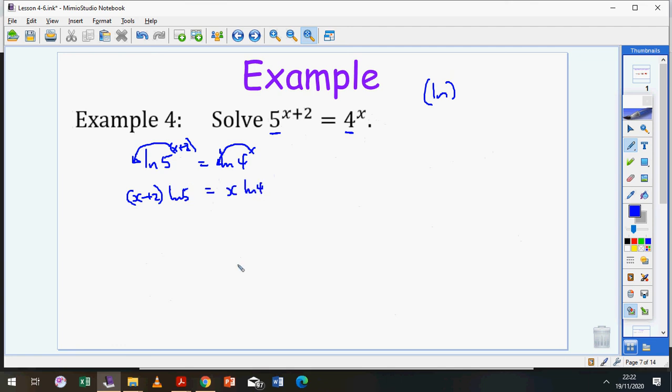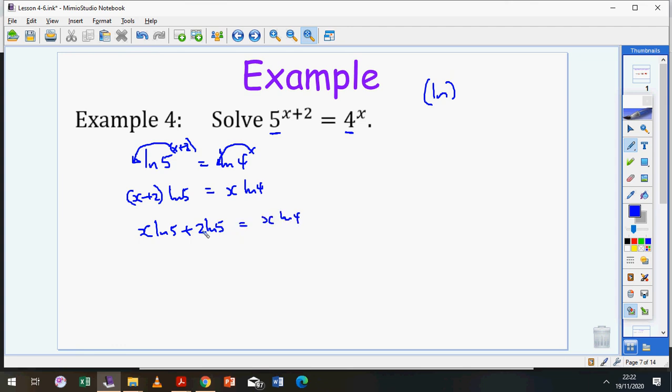Now I have a simple equation which just has normal variables and normal unknowns. x times natural log of 5 is just x natural log of 5. 2 times natural log of 2 is something I can get on a calculator. 2 times natural log of 5 is equal to x times natural log of 4.